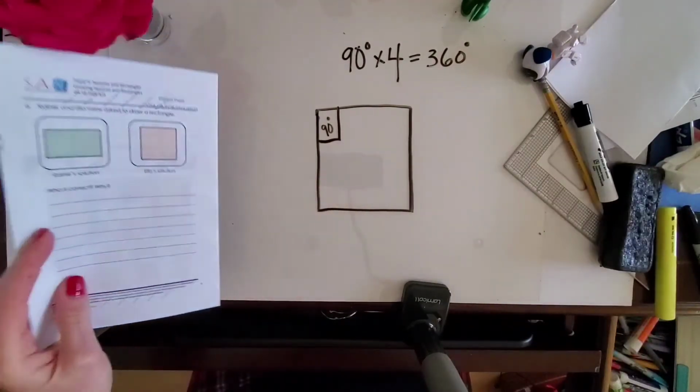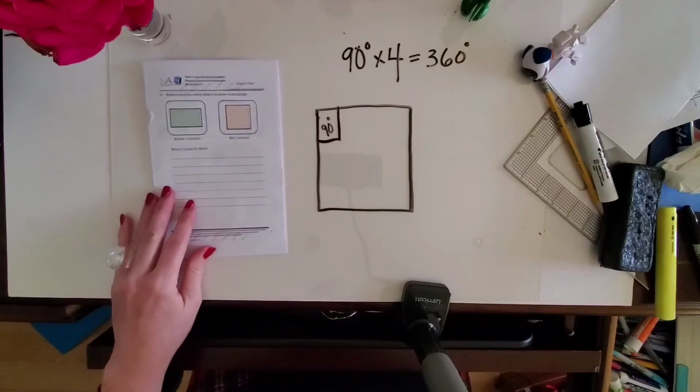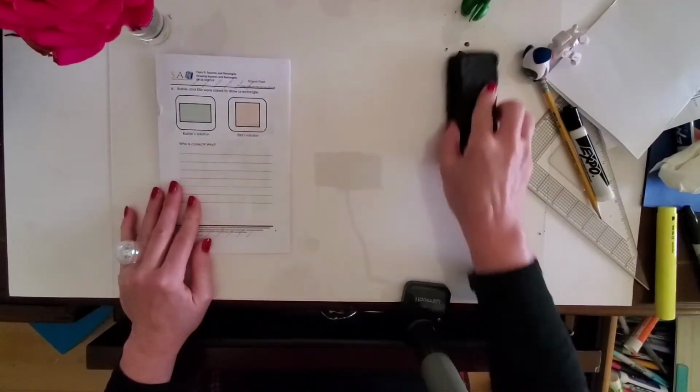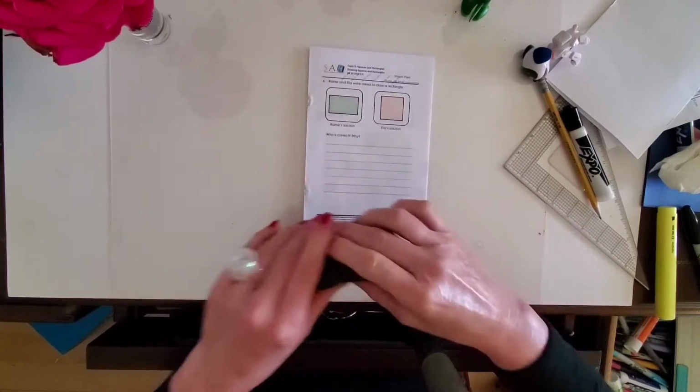Okay, so moving on to page 9, and it says here, oh, look, we got Ella. Rainey and Ella were asked to draw a rectangle.